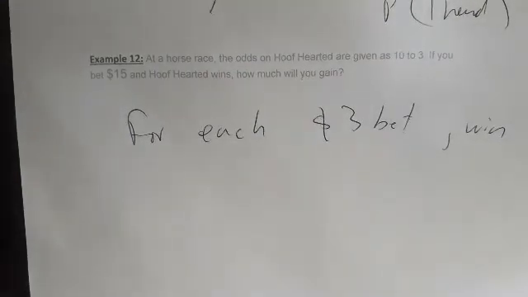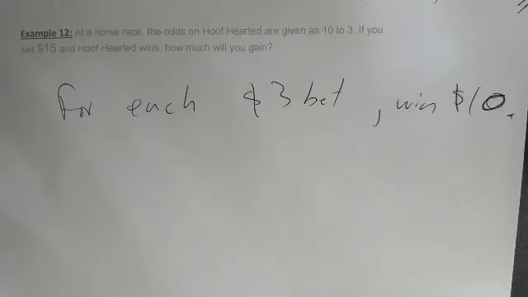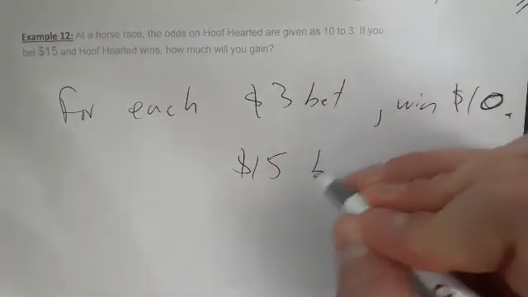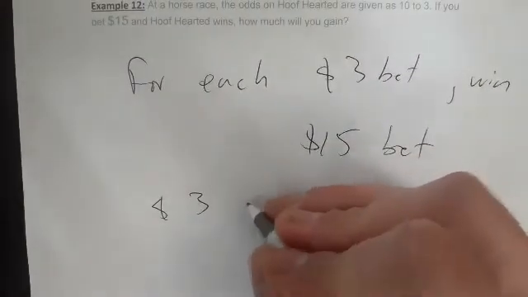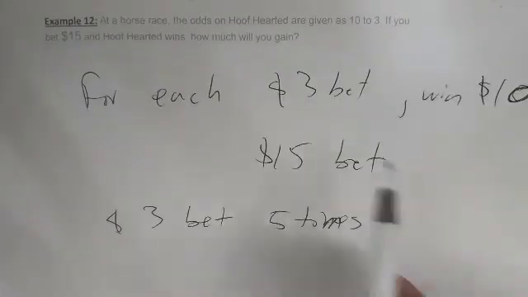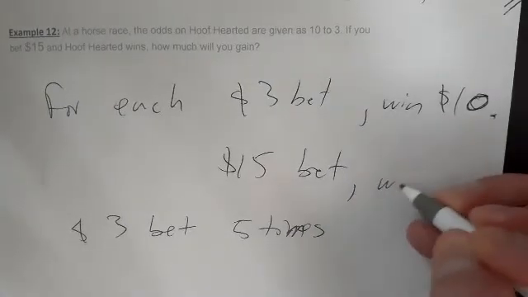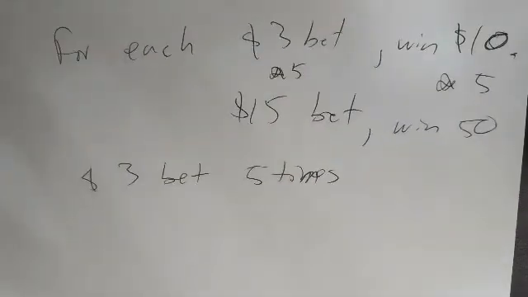This is if they win, you will win $10. That's assuming they win, right? If you don't win, then you're just losing your money. So if I bet $15, what is that like? That's kind of like doing a $3 bet 5 times, right? And if I'm doing this 5 times, one way I can think about that is that I'm going to end up winning $50.